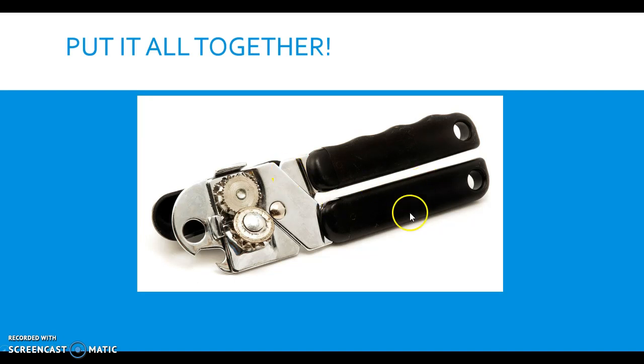So hopefully you saw that we have examples of levers, wheel and axles, and wedges in this compound machine. I hope you learned a lot about simple machines.